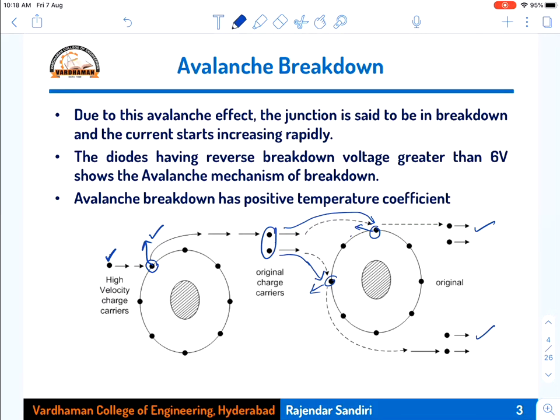So this type of breakdown mechanism is called the avalanche breakdown mechanism, and this is due to the high kinetic energy because of the increase in the reverse voltage. That is about the avalanche breakdown.